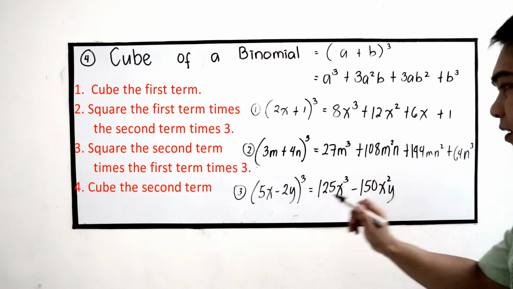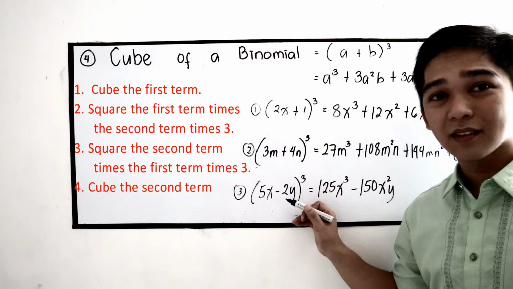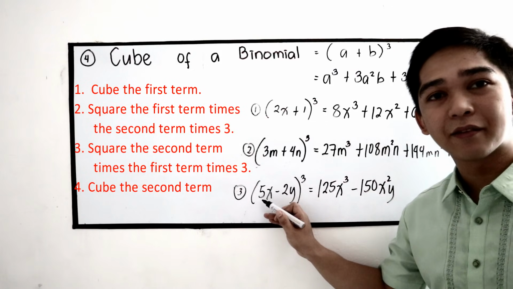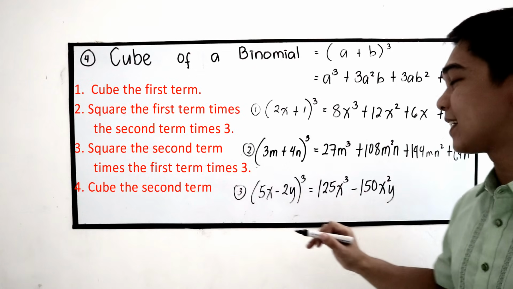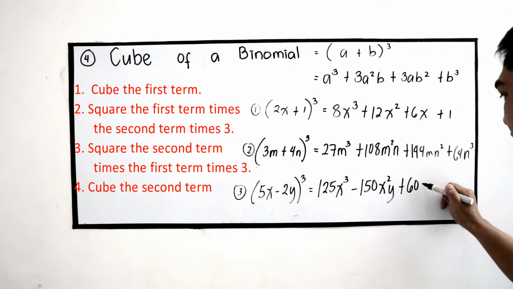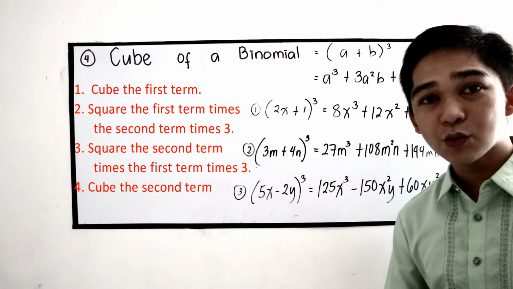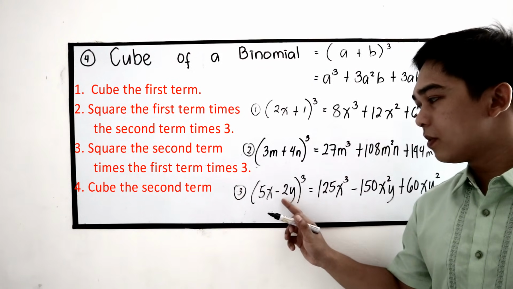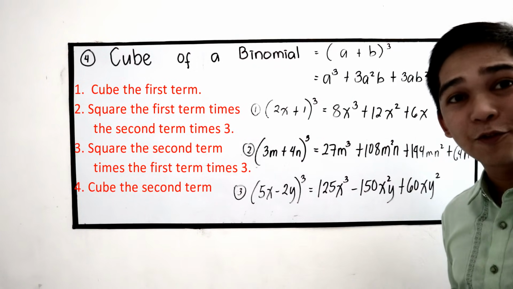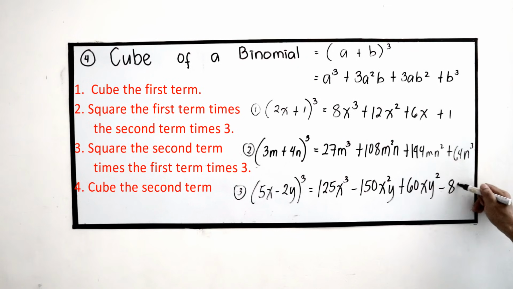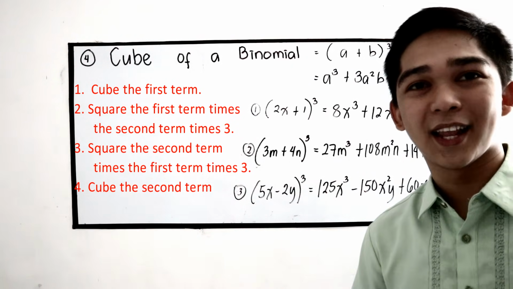Next, square the second term. Negative 2 squared, that is 4, times 5, 20, times 3, 60. So positive 60 x y squared. And the last one, cube the second term. Negative 2 times negative 2 times negative 2, negative 8 y cubed. So that is the cube of a binomial.